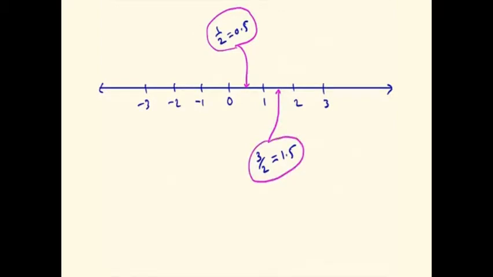Now if we go, say, a third of the way between 0 and 1, somewhere like here, we have the number a third. And if you divide 3 into 1, repeatedly you just get lots and lots of 3s that go on forever. We say a third is 0.3 repeated.